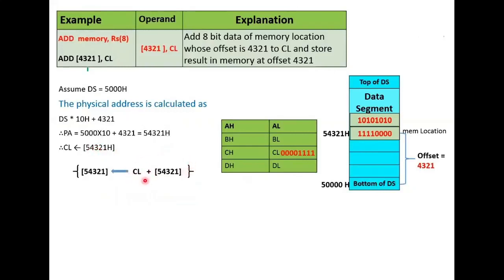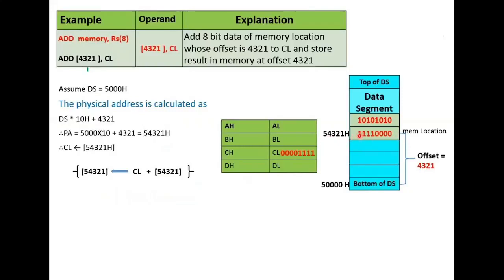Then the final result, after adding both 8-bit values, we will get one result. That result we are going to store in that same memory location. Okay, so in CL, what 8-bit value am I having? 00001111. And in this memory location, from the base location, how far is my required location? 4321. This is the distance. Generally offset means distance, right? So this required location is 4321 away from the base location. Now I reached this required location where 11111000 8-bit value is available.